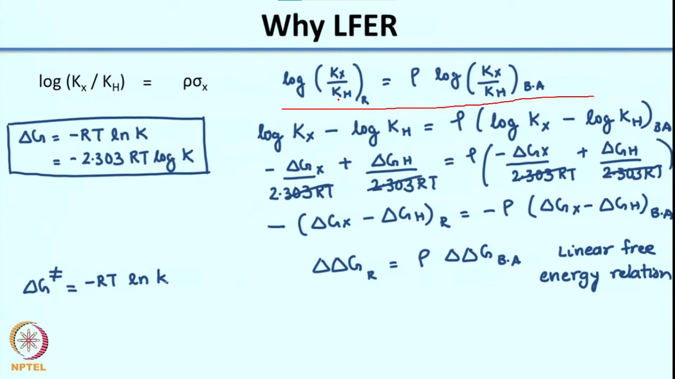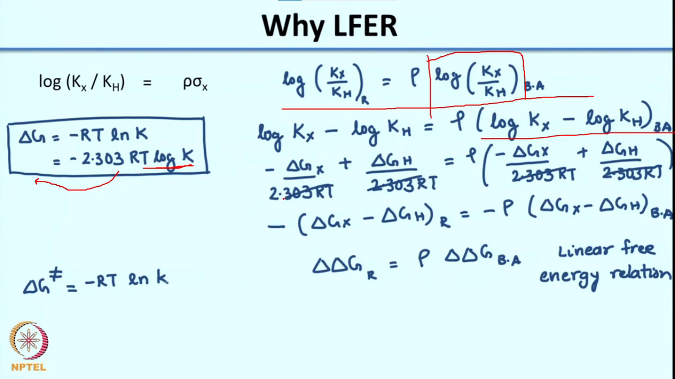Log kx by kh can be written as log kx minus log kh, which is equal to rho times the same expression for benzoic acid. Then we substitute the value of log k, which is delta G divided by minus 2.303 RT. This value goes to the denominator. So instead of kx, we write delta Gx divided by 2.303 RT, then a minus sign, and the minus sign from the equation also comes, so minus minus becomes plus, and we write delta Gh divided by 2.303 RT. The same we write on that side also.